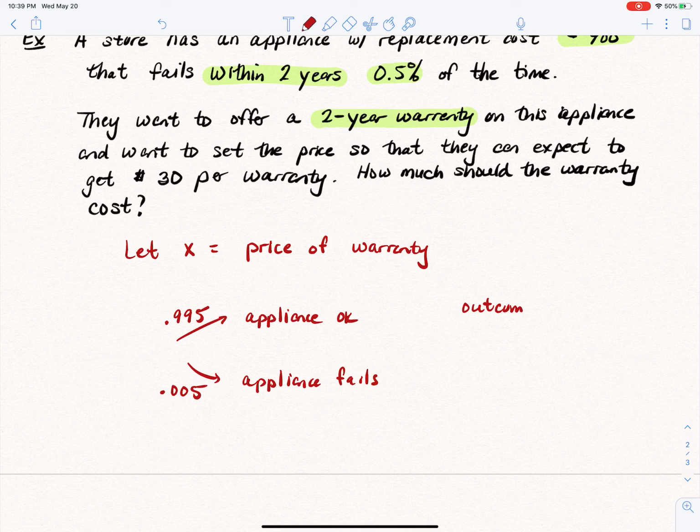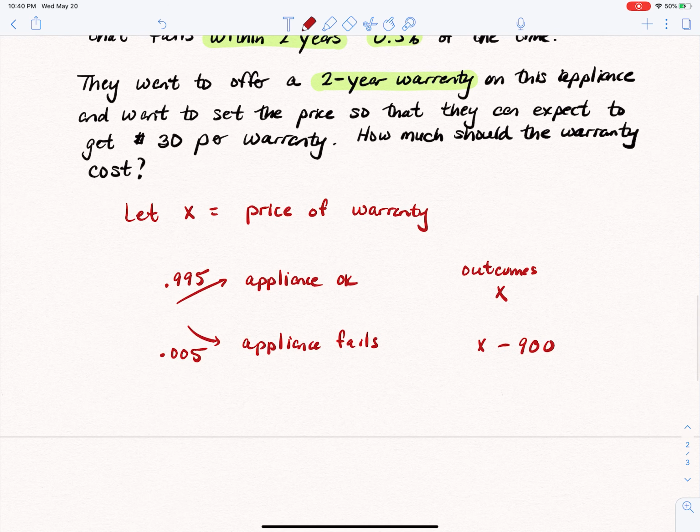Well, the value of the warranty is what they receive if the appliance is okay. In other words, they don't lose anything, so that's just going to be X. Now, if the appliance fails, they still get the money from the warranty, so that's still X, but then they lose the replacement cost of the appliance, which is $900.